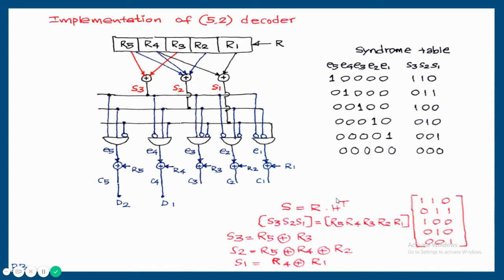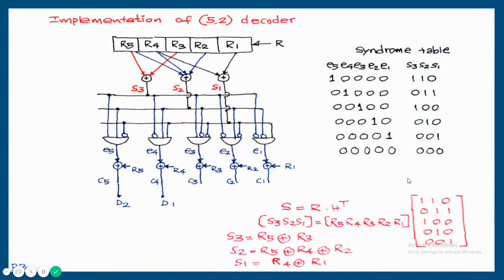S is equal to R into H transpose. Number of syndrome bits are n minus k. So here 5 minus 2 is equal to 3. That is why S3, S2, S1 is equal to number of received bits are 5, R5, R4, R3, R2, R1 into H transpose. So the multiplication is row into column. So the multiplication will be like this: R5 into 1 plus R4 into 0 plus R3 into 1 plus R2 into 0 plus R1 into 0.